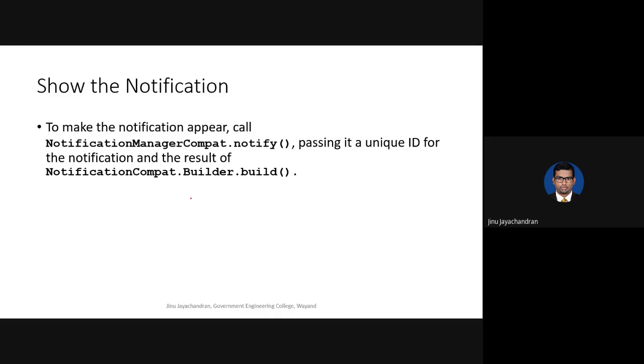Now, once you set all these notifications, then you want to display the notification. To make the notification appear, in your code, once you set it, you say notificationManager.notify. So when you get some new message, you call notify and it will get notified. You pass a unique ID for the notification and the result of notificationBuilder.build.